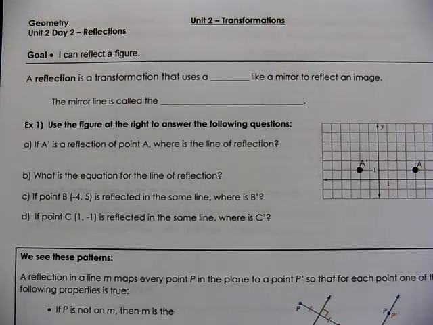Hello everyone. Today we are continuing our work with transformations by talking about reflections. In the previous set of notes we were looking at translations, where we were moving an object up, down, right, or left. Today we are also moving an object, but this time we are flipping it over a reference line we're going to call the line of reflection.